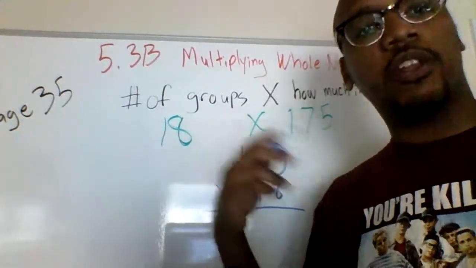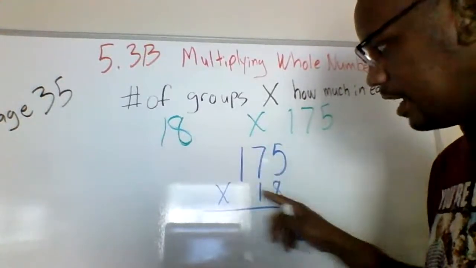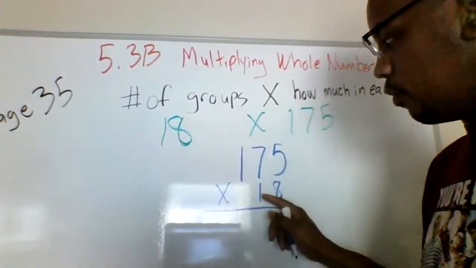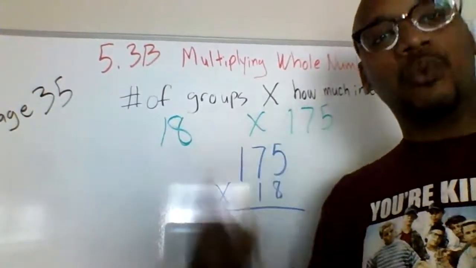You're going to get in the rhythm. So it's 8 times 5, 8 times 7, 8 times 1. Then put a 0, 1 times 5, 1 times 7, 1 times 1. All right? It's a rhythm.